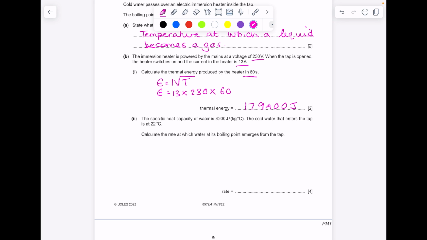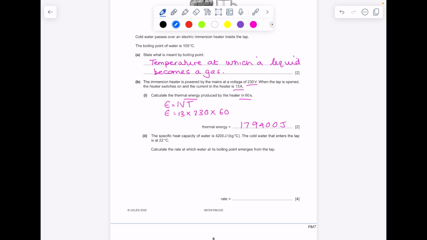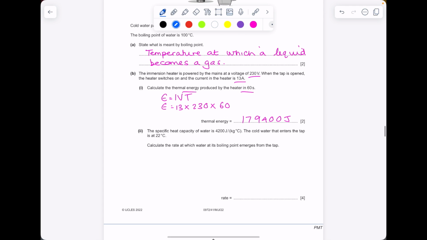The specific heat capacity of water is 4,200. The cold water entering the tap is at 22 degrees. Calculate the rate at which water at its boiling point emerges from the tap. What you need to do here is basically find out the mass of water leaving that tap in 60 seconds, even though I don't think the wording of the question makes that particularly clear. So we find the mass first of all using the equation E equals mc delta T.